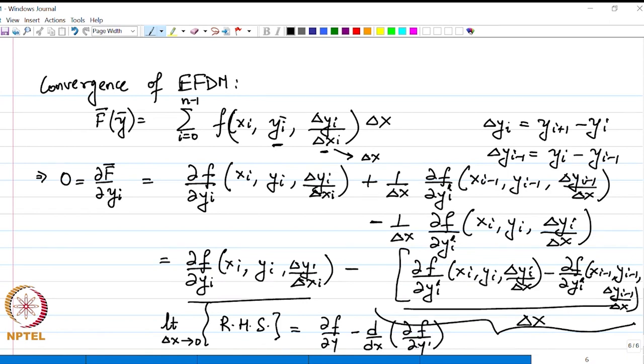On the left hand side, this is already set equal to 0, and we see that this is nothing but the Euler Lagrange equation. So, what I have shown here is that in the limit the Euler's finite difference method gives a solution which approaches the solution of the Euler Lagrange method.